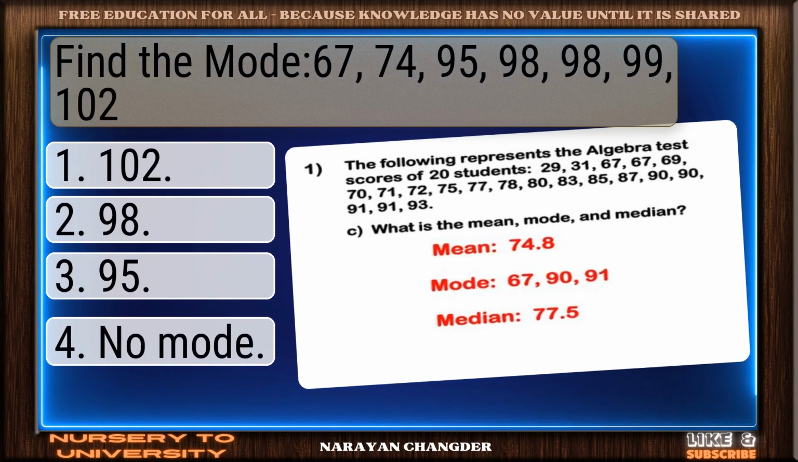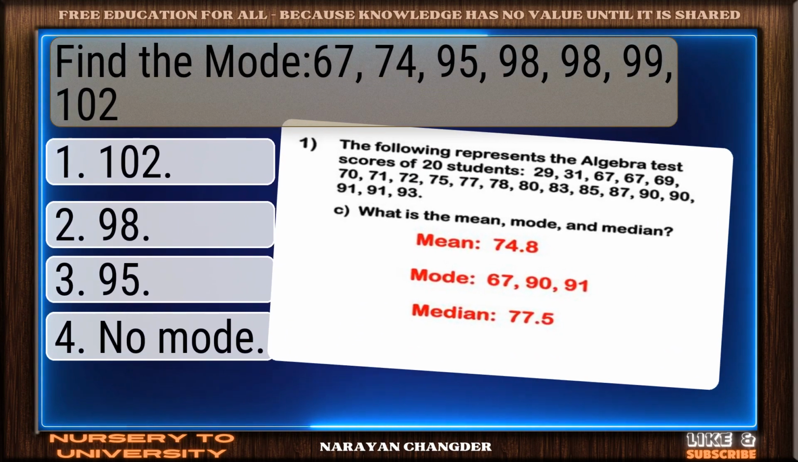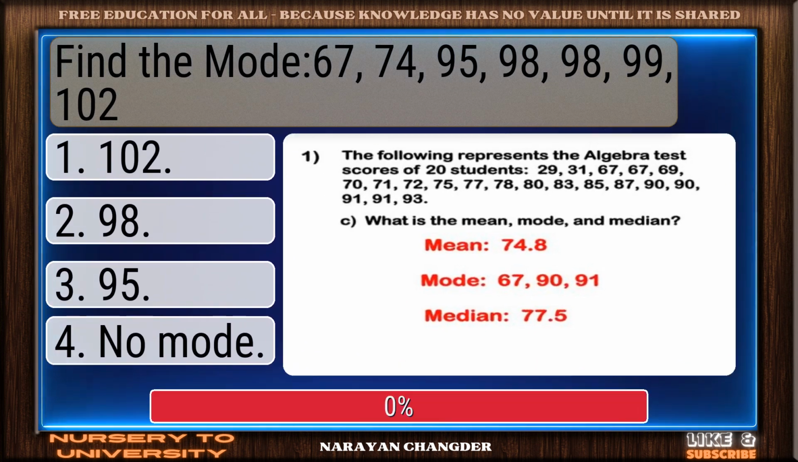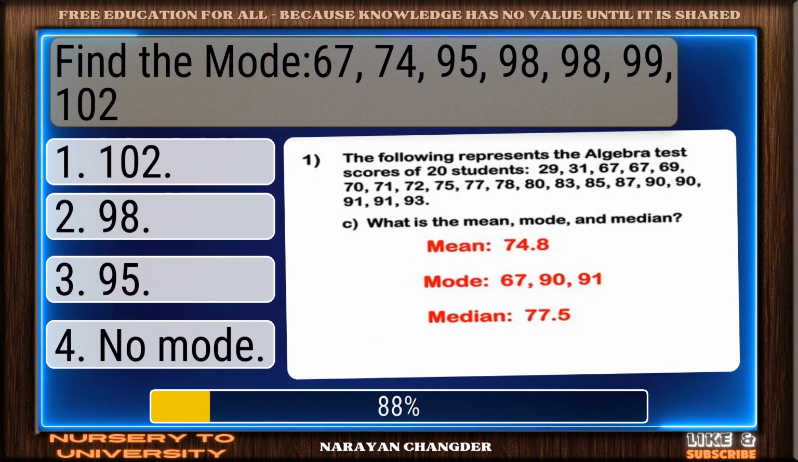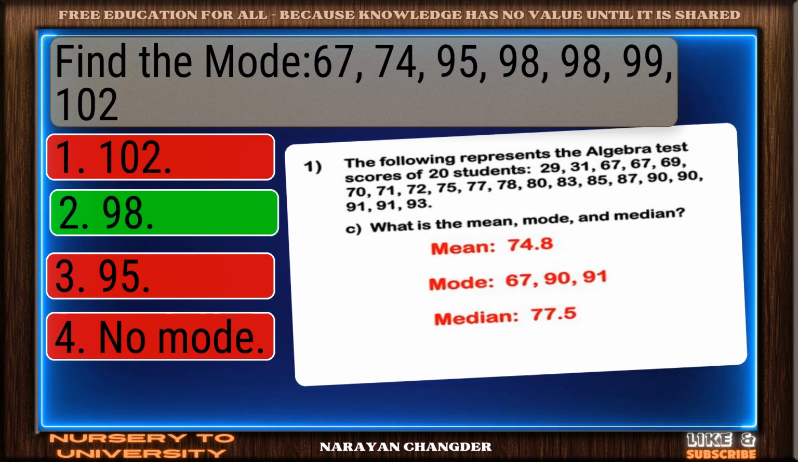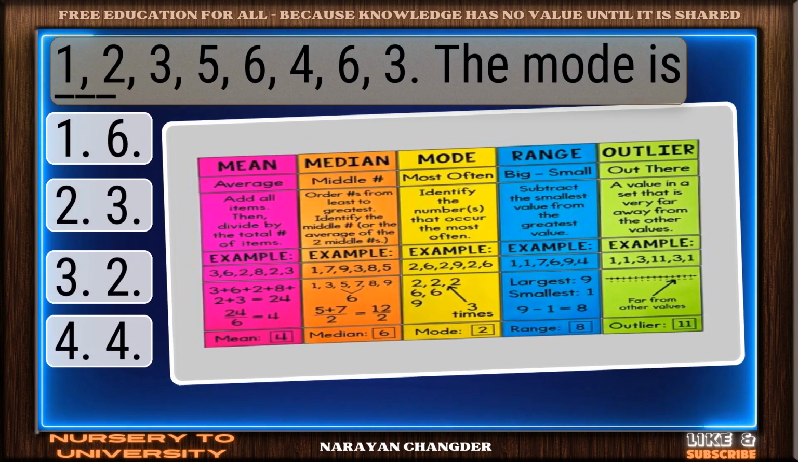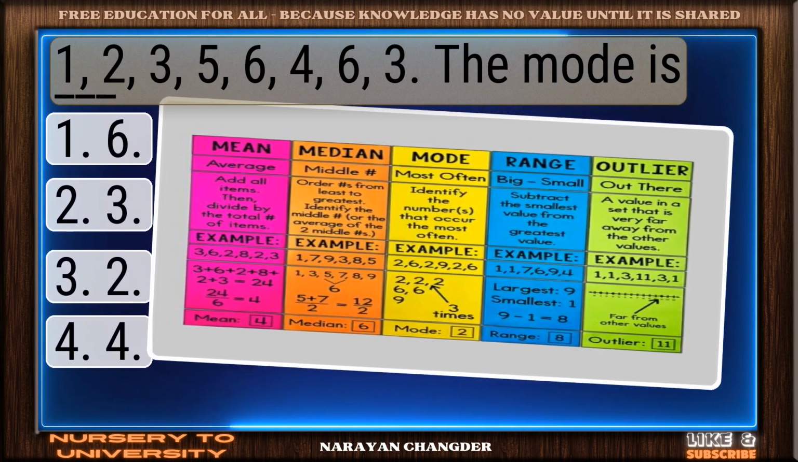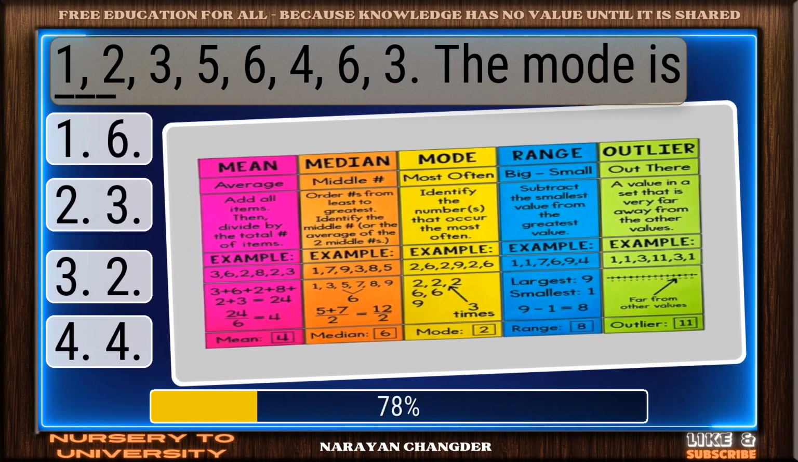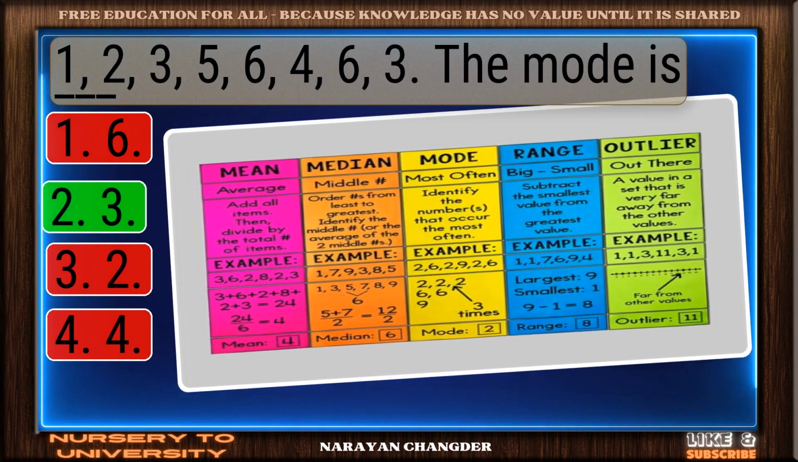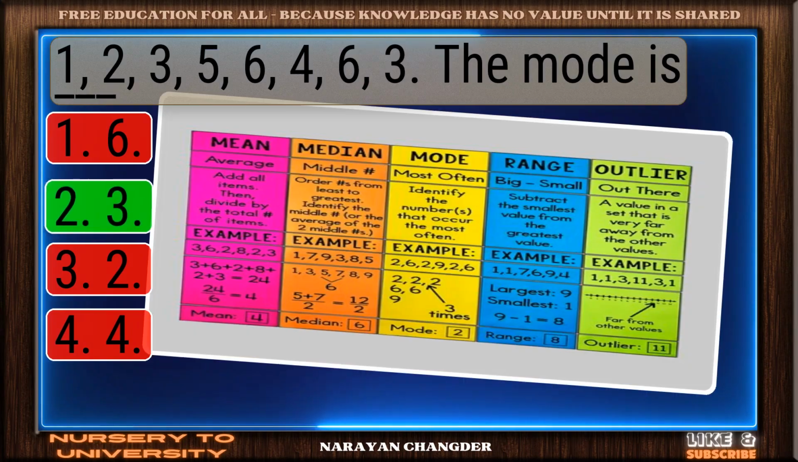Question number 225. Find the mode of 67, 74, 95, 98, 98, 99, and 2. Solid response. 98 is a valid choice. Question number 226. 1, 2, 3, 5, 6, 4, 6, 3. The mode is dash. Great job. 3 is the accurate answer.